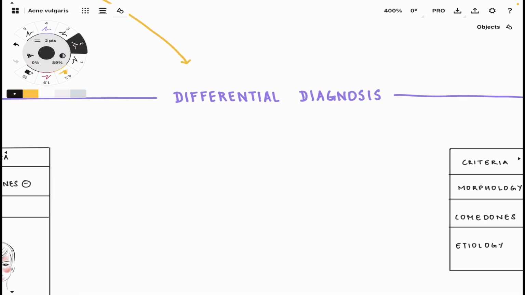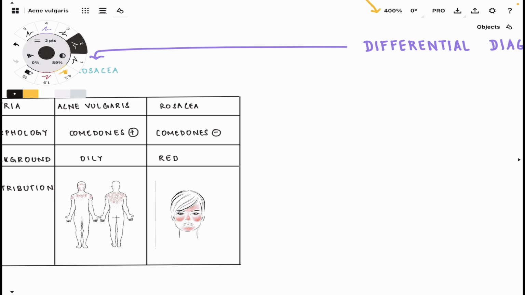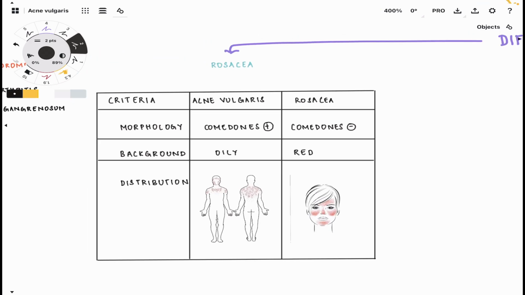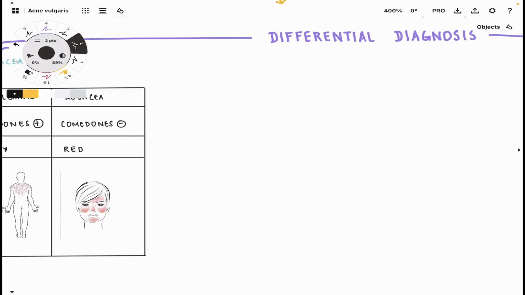The last concept related to acne is differential diagnosis. The first differential is rosacea. Here we can see the difference between acne vulgaris and rosacea. In acne vulgaris, comedones are present, whereas in rosacea, comedones are absent. The background is oily in acne vulgaris, whereas it is red in rosacea. Distribution wise, in acne vulgaris, it is distributed in the face, upper trunk, and shoulder, whereas in rosacea, it is distributed in the centrofacial area of the face, sparing the periocular and perioral regions.